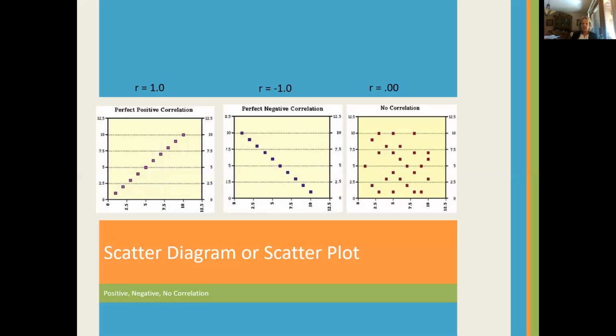And you notice across the top, the R, or the correlation coefficient, for a perfect positive correlation equals 1. For a perfect negative correlation, it equals -1. And for no correlation, it's 0.